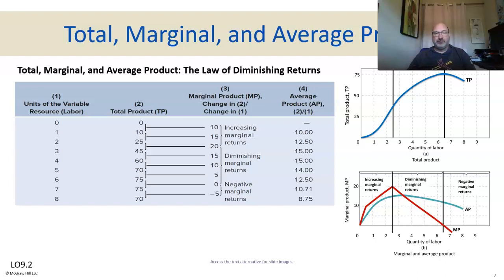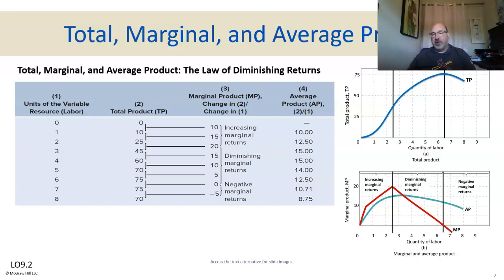So here we go. Units of the variable resource, which in this case is labor, 0 to 8. Total product is 0 to 70. Marginal product is 10, 15, 20, 15, 10, 5, 0, negative 5. So we have increasing marginal returns 10 to 20, diminishing marginal returns 15 to 5, and negative returns at 0, negative 5. All right. And so that is basically how that's going to look.